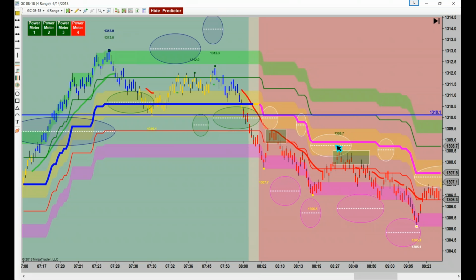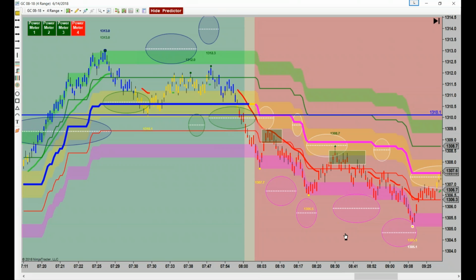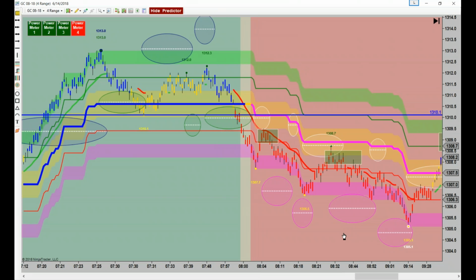So let me ask you a question. Is that a legitimate mid-band trade? Anybody? It is following the rules, right? But did it actually turn into a mid-band trade? It's by the rules. You're absolutely right.